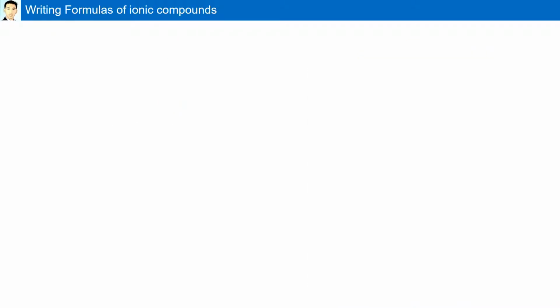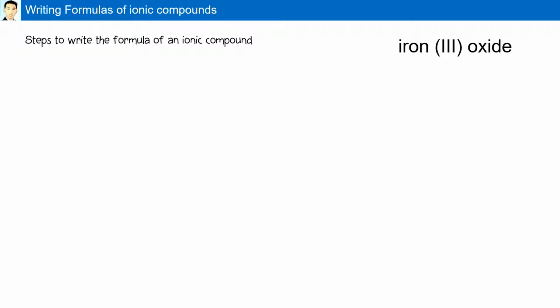Writing formulas of ionic compounds given the name of the compound. In this first example, we have iron 3 oxide. First, we need to identify our cation and anion. The iron 3 indicates iron has a 3+ charge, while oxide indicates the oxygen has a 2- charge. Next, we need to balance our charges.